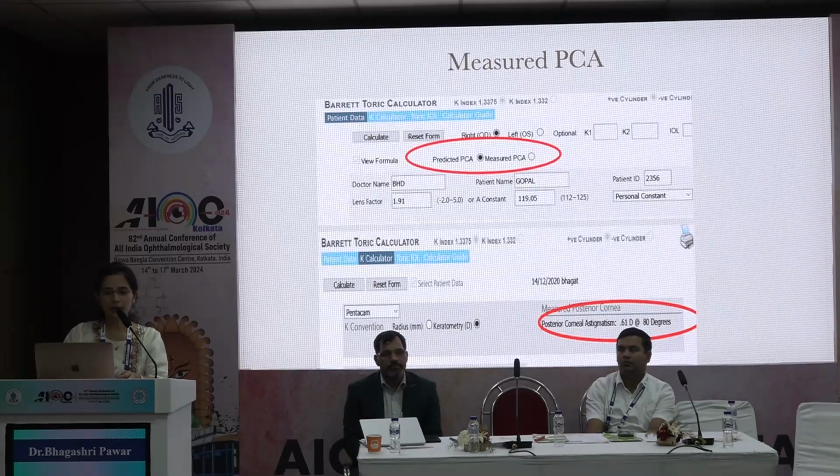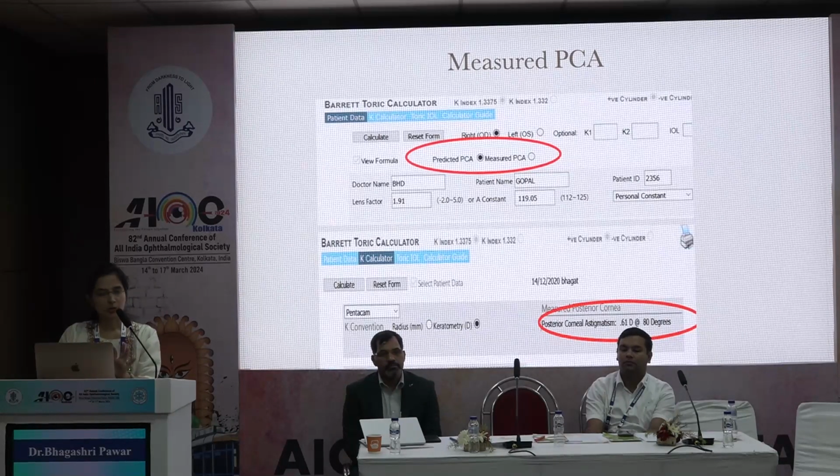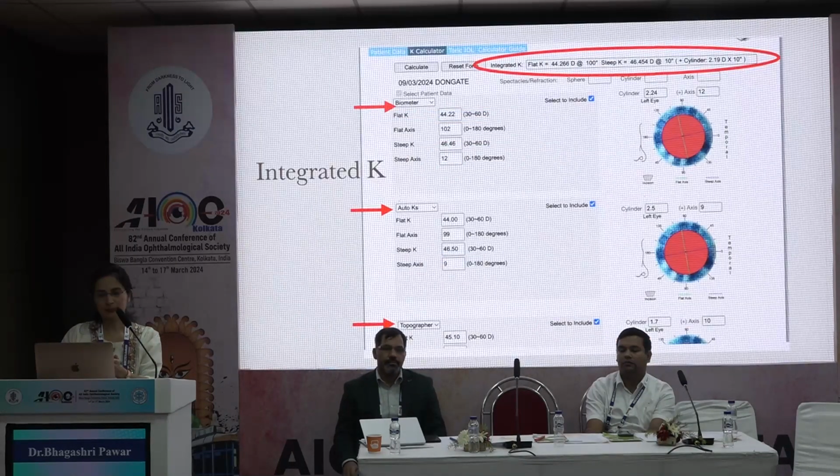The default setting in the Barrett toric calculator is that it gives you predicted PCA by a theoretical formula. But it also has an option of measured PCA. That means if you have any machine like Pentacam or Galilei, where you can measure the actual PCA, you can enter those values, and the calculator will consider those values for the final calculation.